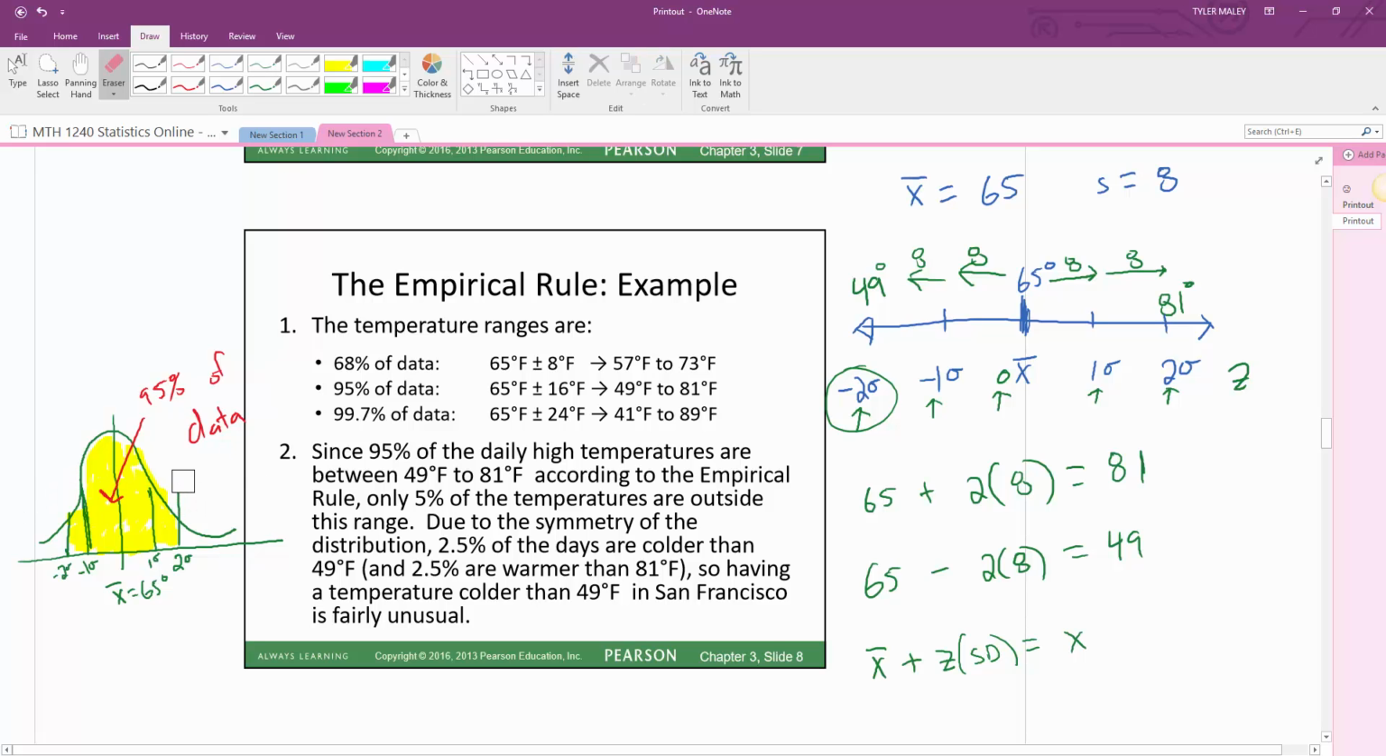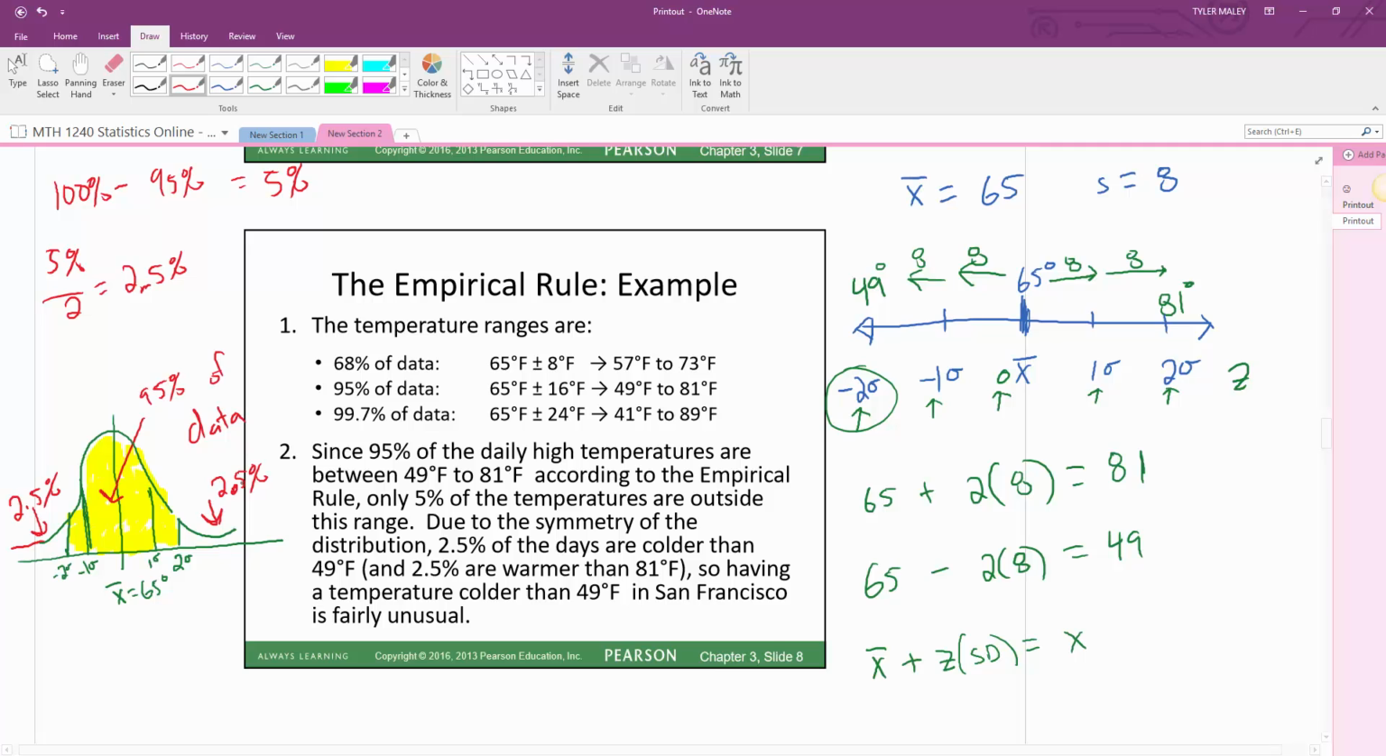So what we're saying is, if 95% of my data is in between these two ranges, then if you take 100%, which would be the total amount of data, minus 95%, that leaves 5% of my data. But notice I have 2 parts. I have a part here and here. But since this is symmetric, that means the same areas on both sides. So this 5% that's left has to be divided by 2, so we get 2.5%. So that means that 2.5% of my data will be here to the left, and 2.5% will be here to the right. So 2.5% of my data is above 81 degrees, and then 2.5% will be below 49 degrees. That's what that's saying.